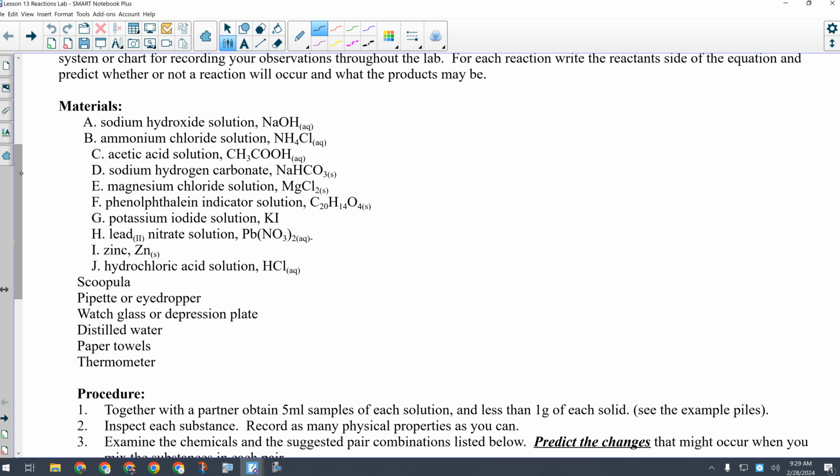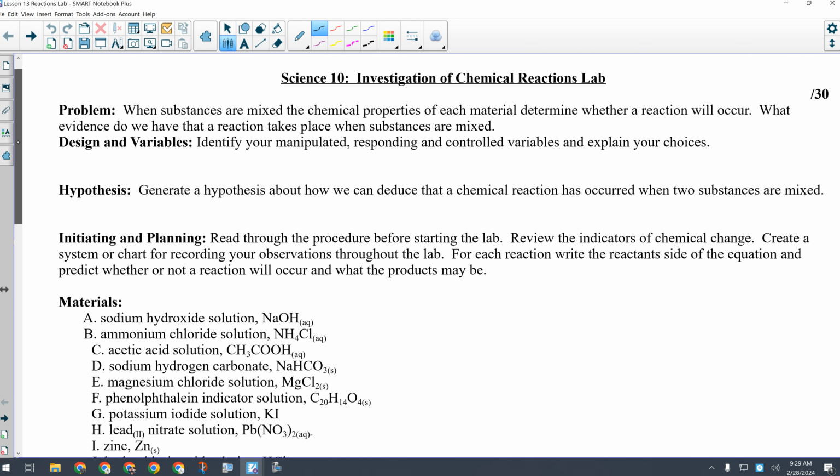For our hypothesis, what 3 words have to go in your hypothesis?